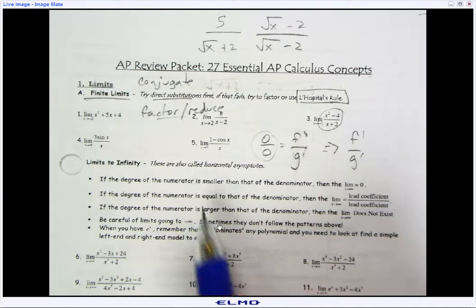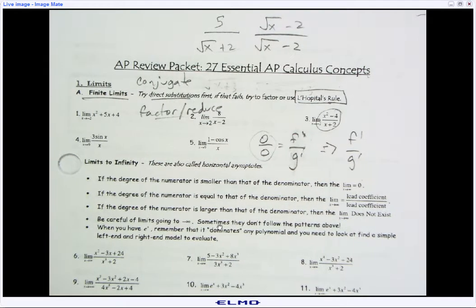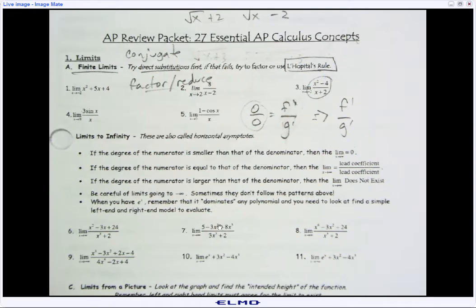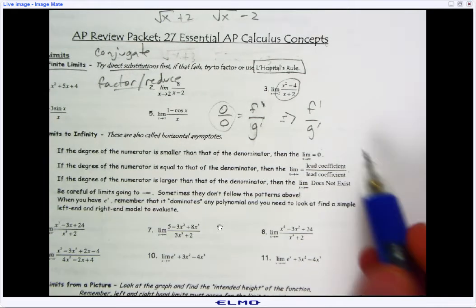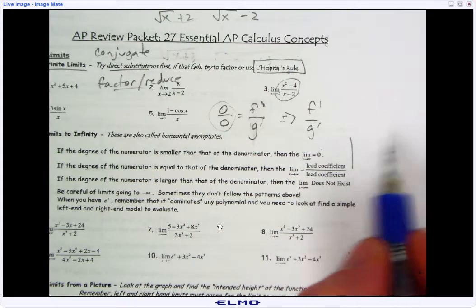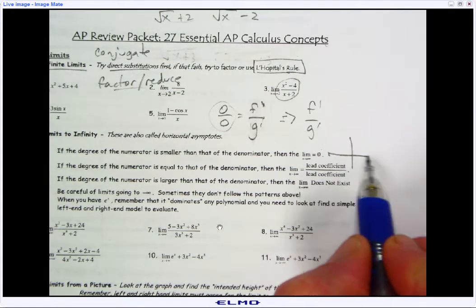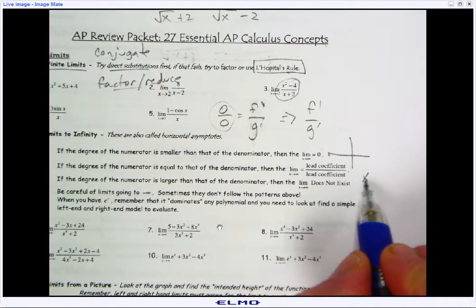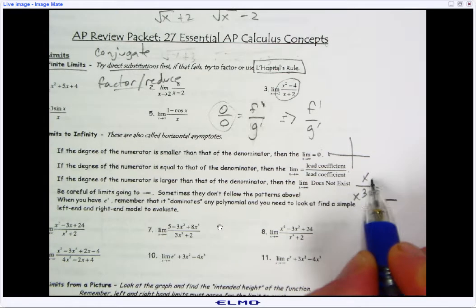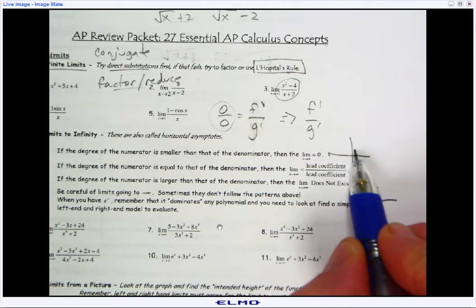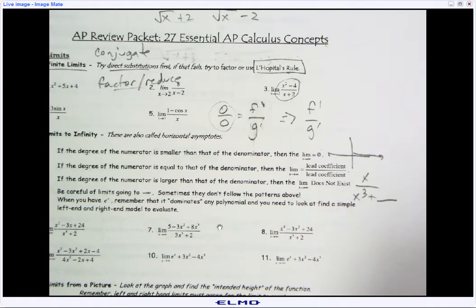Infinite limits, there's 3 cases. The first case is if the numerator is smaller than the denominator. So if you had x over x to the third plus something, that means your limit is going to be 0. That means that over time it's going to approach the x-axis.